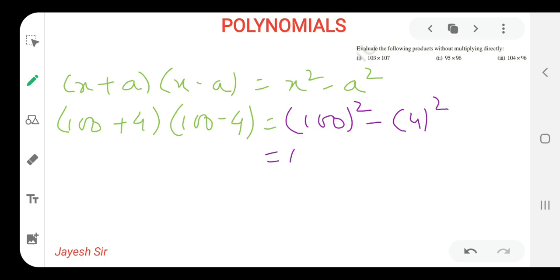So 100 square would be 10,000 minus 4 square would be 16, and we all know how to subtract it, that means 9,984 would be our answer.